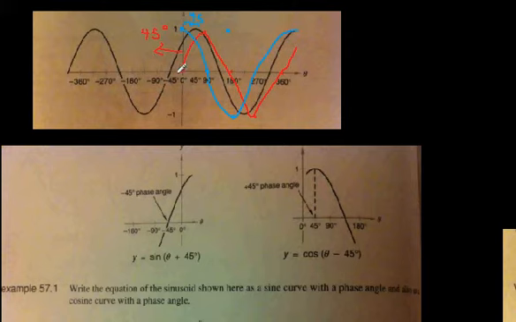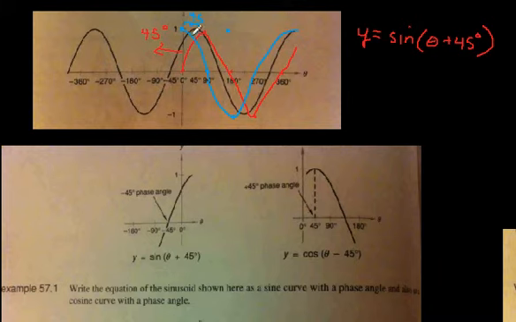So if we're going to rewrite this as a sine curve, we would write y equals, and the amplitude is 1, so we don't have to worry about that. It would be sine of, instead of just being theta, it moved to the left 45 degrees, so we would say plus 45 degrees. We're going to be able to write these as sine and cosine curves.